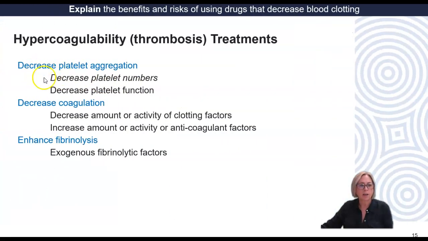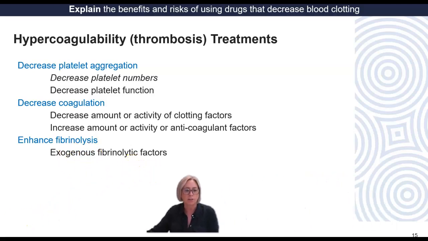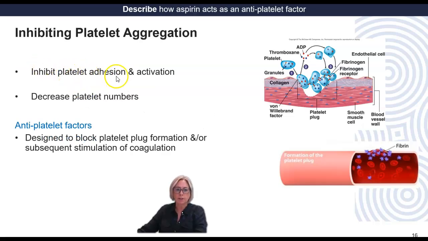So to summarize this again, you could decrease platelet aggregation. We're only going to talk about decreasing platelet function, not number. Decrease coagulation, so decrease the amount or activity of clotting factors, or increase the amount or activity of anticoagulant factors. And then thirdly, enhance fibrinolysis through the use of exogenous fibrinolytic factors that dissolve clots. Now, drugs can be used that inhibit platelet adhesion and activation to inhibit platelet aggregation and platelet plug formation, and therefore decrease the overall number of platelets involved.